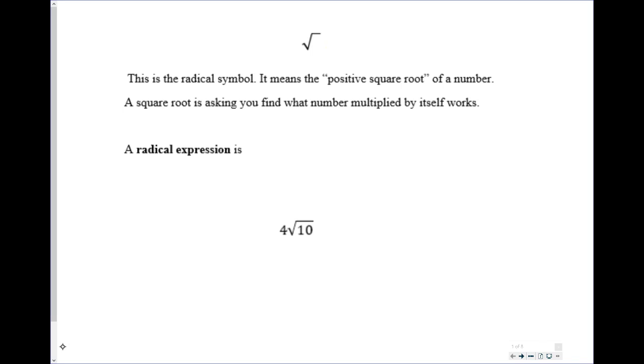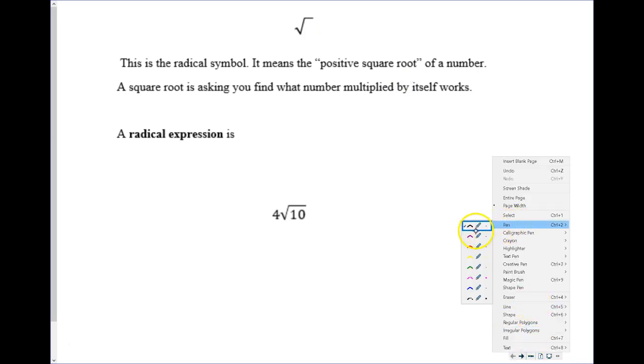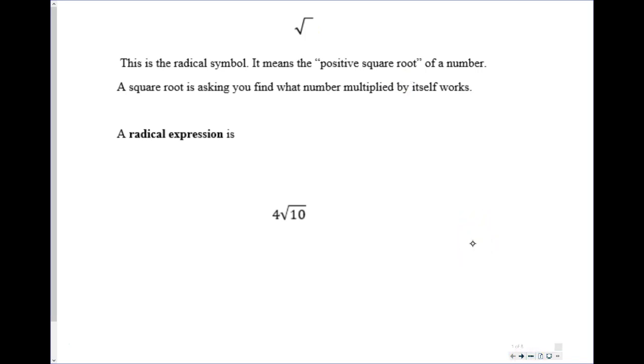So we're going to focus on a little bit of language here. This little guy, you've seen it a billion times, it's called a radical symbol, and it means the positive square root of a number. A square root is asking you to find what number multiplied by itself works. I think a lot of you have memorized square roots, but remembering that you're looking for that same number that when you multiply by it, you get the number under the radical symbol is the heart of what that symbol means.